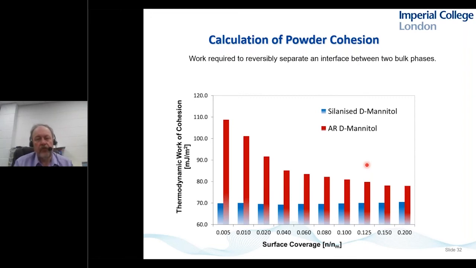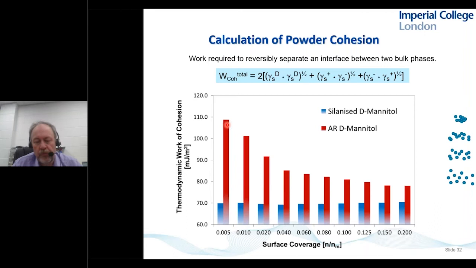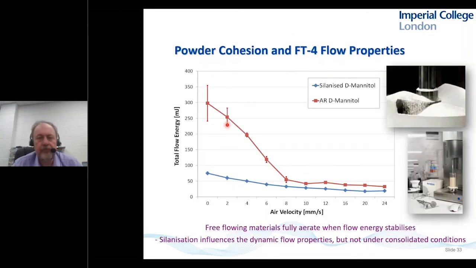Okay, and of course, because the as received material has a higher energy, it has a higher work of cohesion. So that's what we'd expect, and that's a predicted result. So the first thing we want to know is, right here, I've got these two powders. So how do they behave?